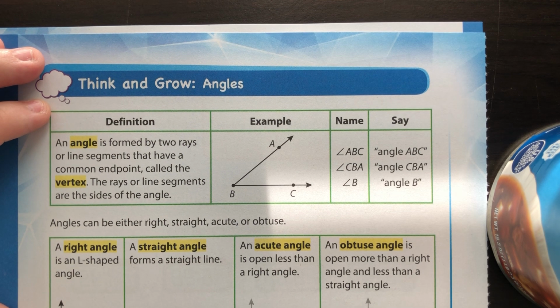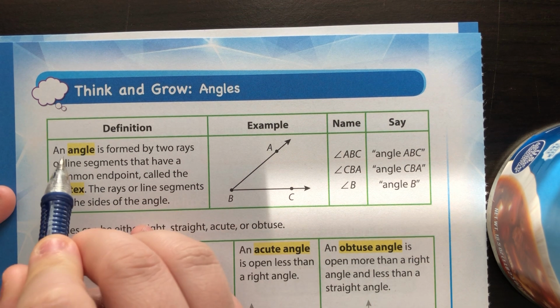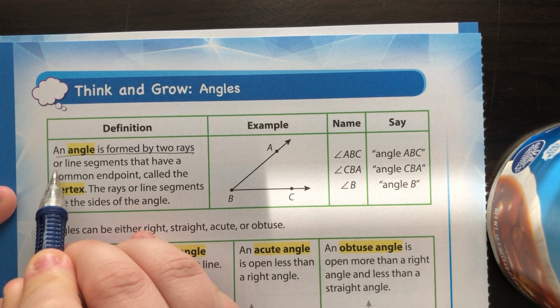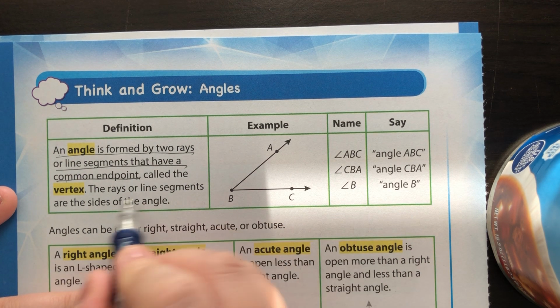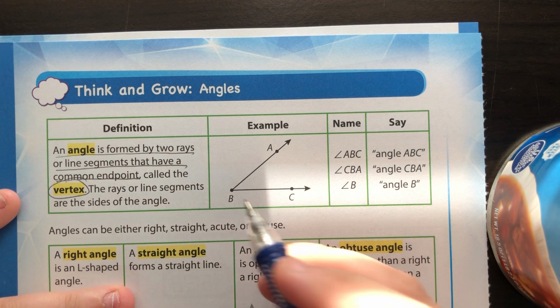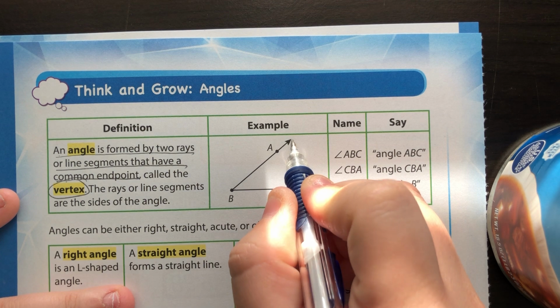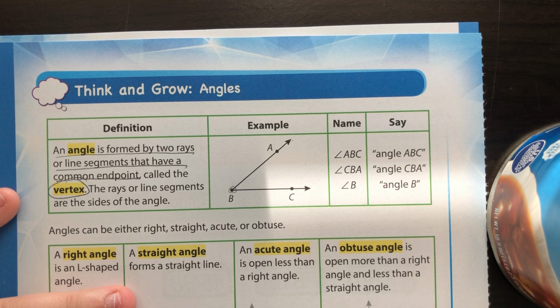So today we're going to be talking about angles. Angles are formed with two rays or two line segments that have the same endpoint, and we call that endpoint a vertex. So right here, just like I said, an angle is formed by two rays or line segments that have a common endpoint. Common means the same one, and it's called a vertex. The rays or line segments are the sides of the angle. So as you can see, this is a ray right here, and this is a ray right here, and they share the same endpoint, which is point B, okay?